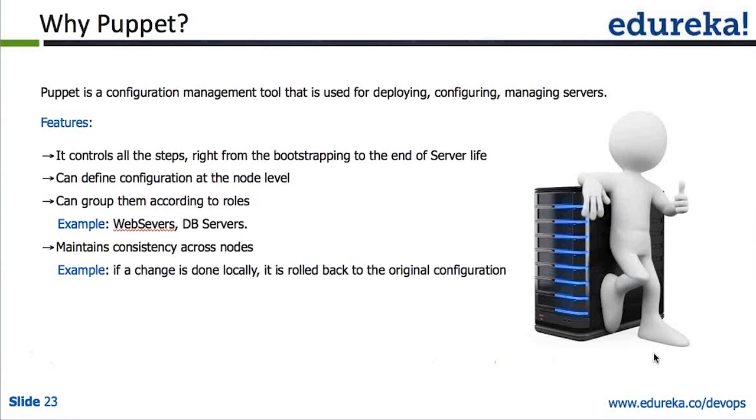Okay, coming back to Puppet features. So it controls all the steps right from bootstrapping to the end of server life. I think that answers some of the questions that you had. You can define configuration at the node level. And also you can group them according to the roles. So what we have been talking about is that you can have a single Puppet master server where you can have configuration defined for web servers, DB servers, app servers, and so on.